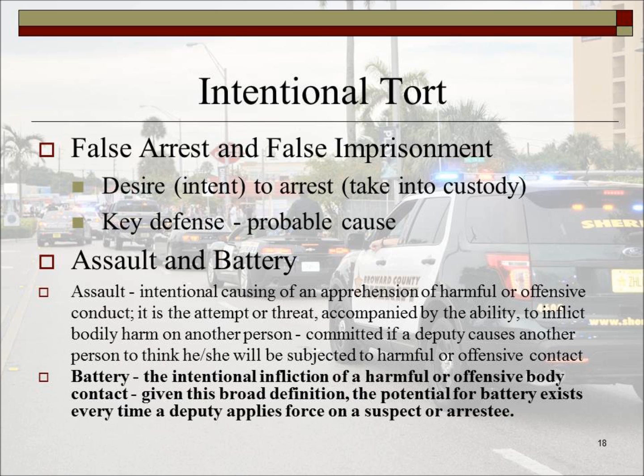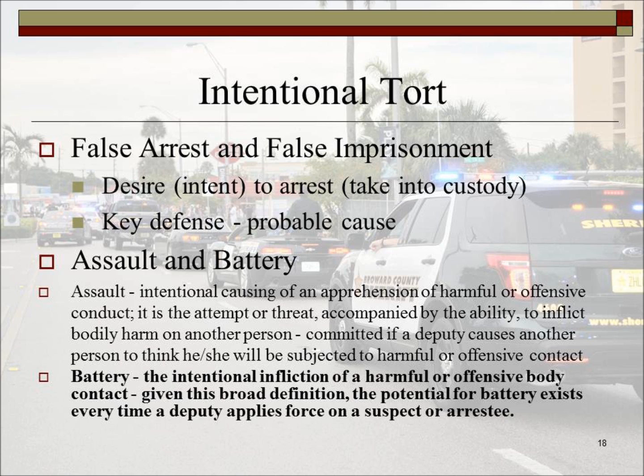Assault, battery. Assault is the intentional causing of apprehension of harmful or offensive conduct. It is an attempt or threat accompanied by the ability to inflict bodily harm on another person, committed if a deputy causes another person to think he or she will be subjected to harmful or offensive contact. So it's a threat, a meaningful threat, one in which there's an ability to carry it out, to put someone in fear or apprehension of immediate harm. If deputies or officers threaten someone when they have no basis for it, that could be a tort of assault.